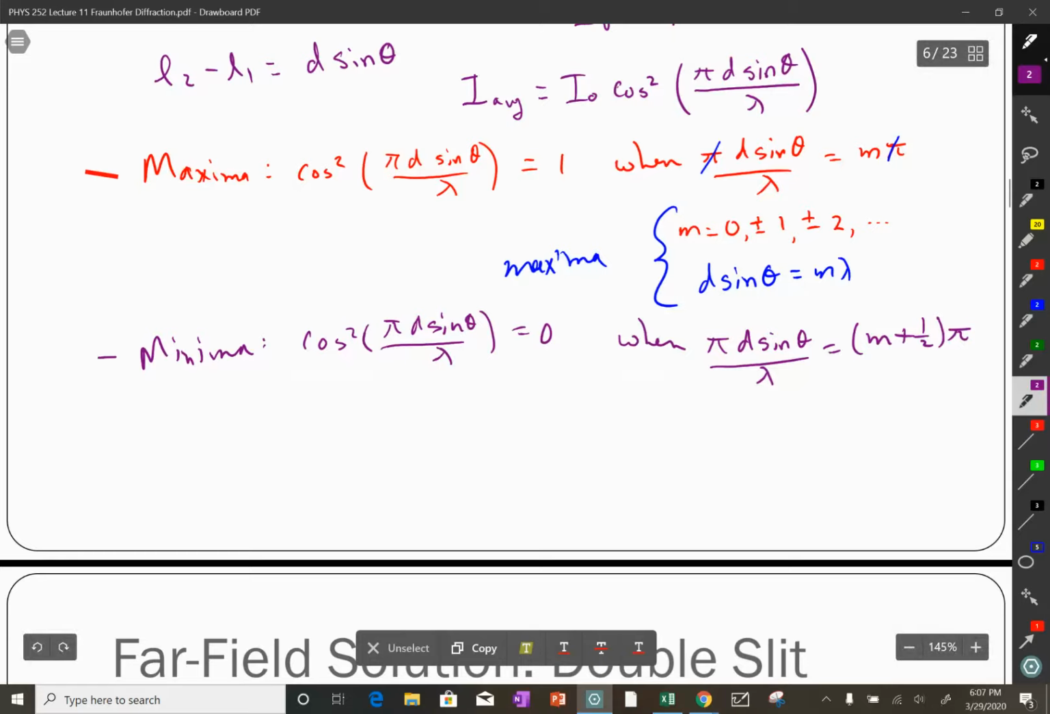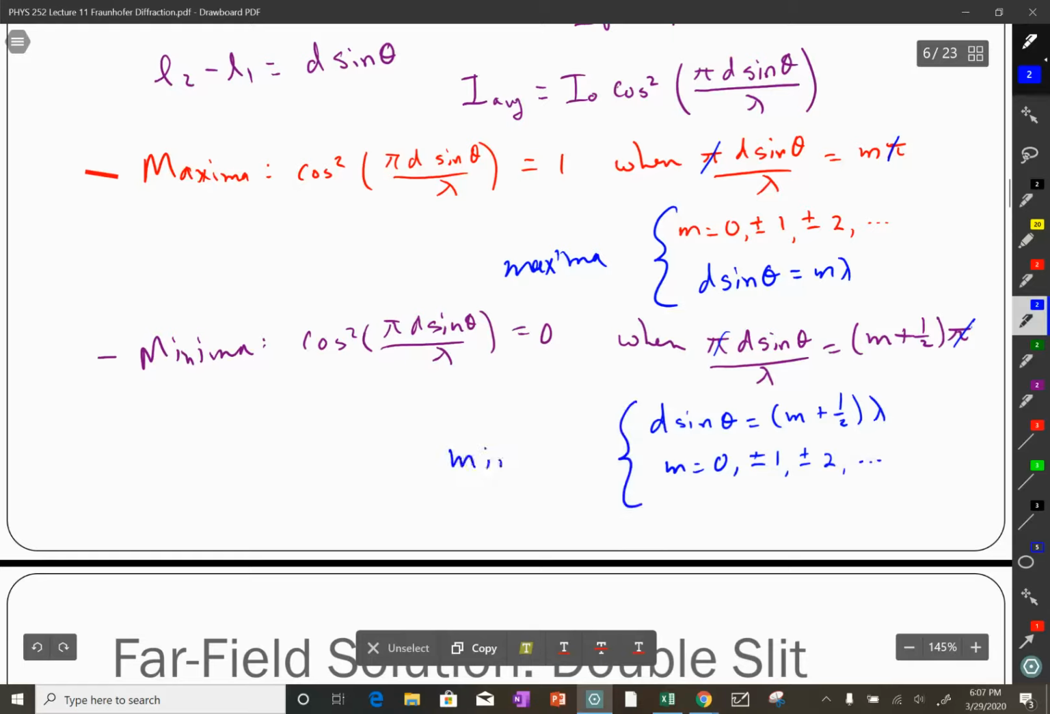And so just like before, if I solve that by multiplying across by lambda and canceling the pi's, I have d sine theta is equal to m plus 1/2 wavelength. So there's my equation for minima.